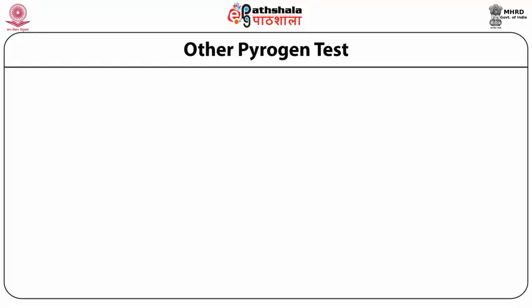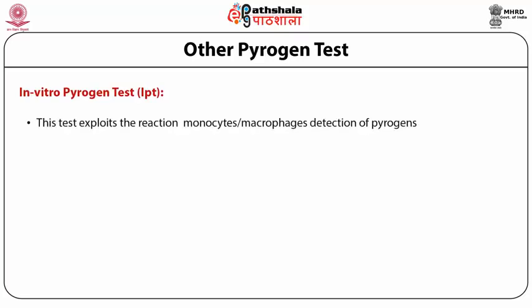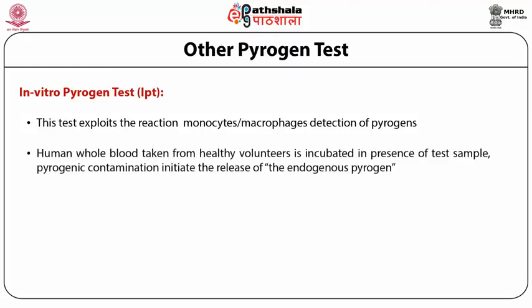Other pyrogen test: in vitro pyrogen test, IPT. This test exploits the reaction of monocytes or macrophages for detection of pyrogens. Human whole blood taken from healthy volunteers is incubated in the presence of the test sample. Pyrogenic contamination initiates the release of the endogenous pyrogen. Interleukin 1 beta is determined by ELISA after incubation.